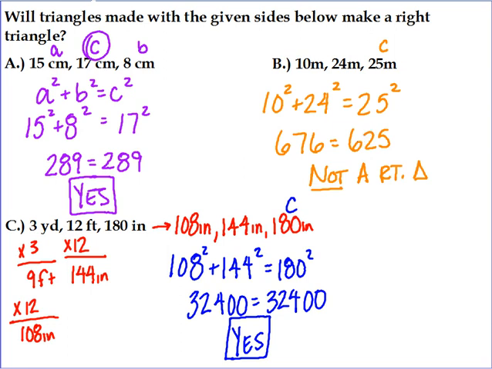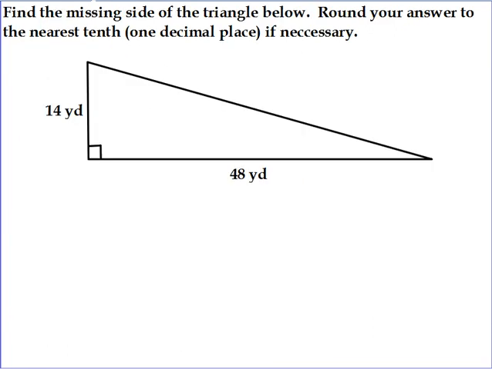Now, the main way that you're going to use the Pythagorean Theorem is to find the missing side of a triangle. So if I'm going to find the missing side of this triangle, you look, here's my right angle, so the side across from that, that's C. And then I can make these two A and B. It doesn't matter which one I make which. So I have 14 squared plus 48 squared equals C squared. Now I have to solve for C. That's what I have to do.